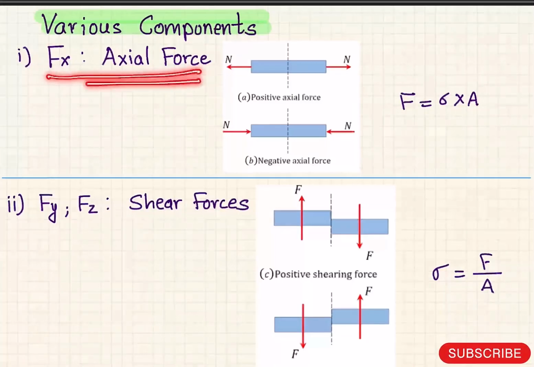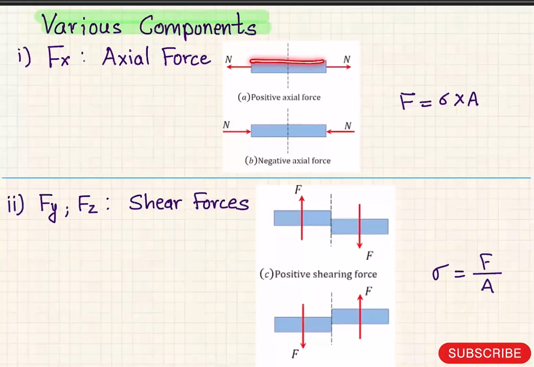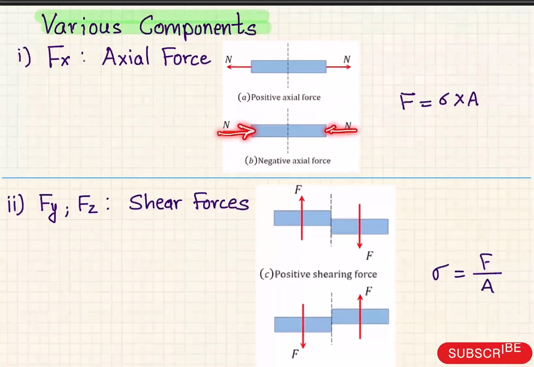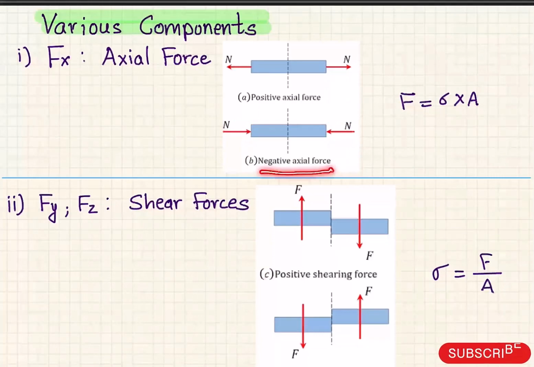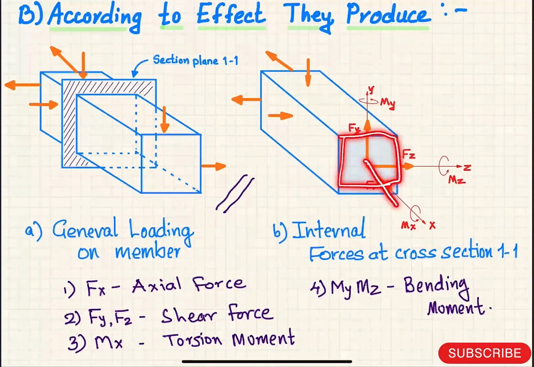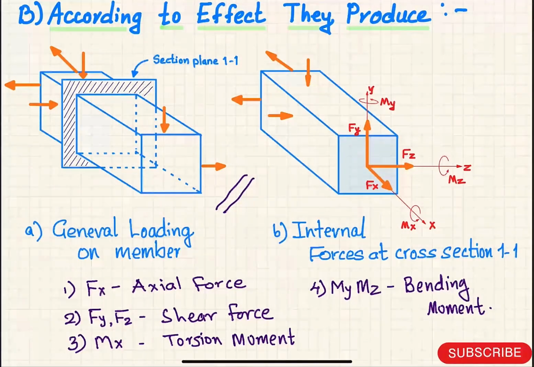First is Fx, which is an axial force. You can see in this specimen, if the internal forces are coming in these directions, we will call it a positive axial force. If the forces are acting as a compression on the body, we will call it a negative axial force. In the axial force, the force acts normal to the cross section and passes through its center. The primary effect of axial force is to change the length of a member.